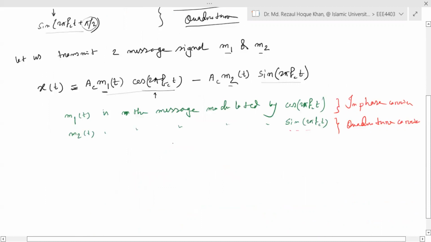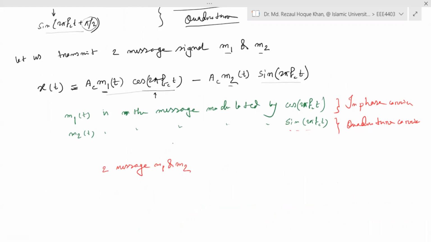So two messages, M1 and M2, are multiplexed on quadrature carrier, meaning two carriers that are quadrature to each other. Okay. If this is the case, then this scheme is called quadrature carrier multiplexing.